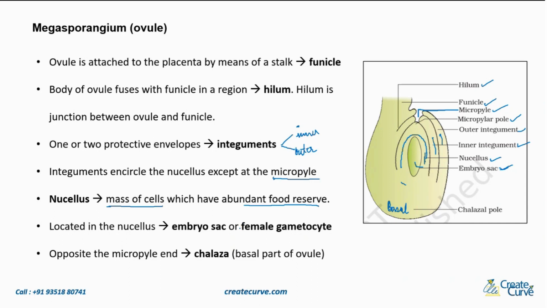And to give food to the embryo sac, you have the nucellus. To protect the nucellus, you have the integuments. Finally, you have the funicle, through which the ovule is attached to the placenta. All right, is this clear? This is the structure of the megasporangium or the ovule.